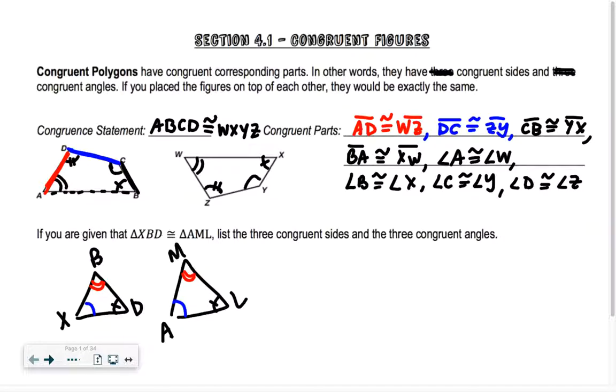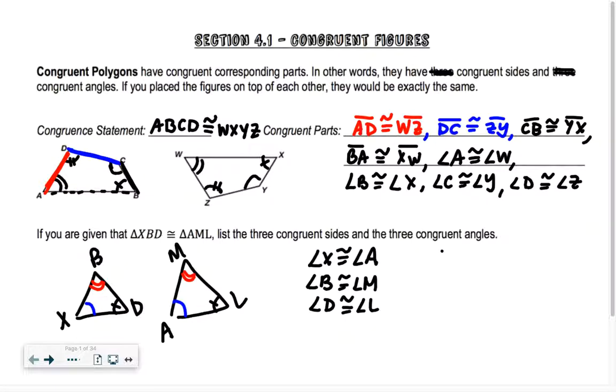So you don't even really need to draw the pictures out because you should be able to tell just from where the letters are placed. The first letters match up, the middle letters match up, the last letters match up. Do you see it? So right from there, I could say angle X is congruent to angle A because they were both the first letters. And then I could say angle B matches up with angle M. And I could say angle D matches up with angle L. So those are the three congruent angles.